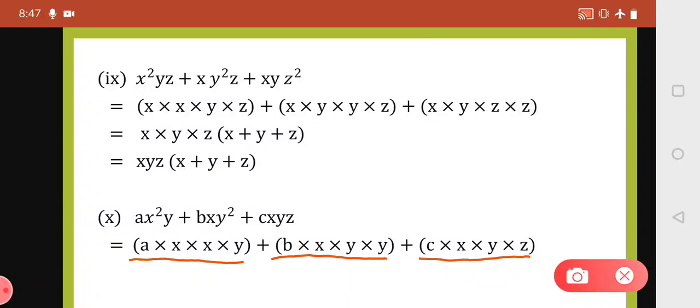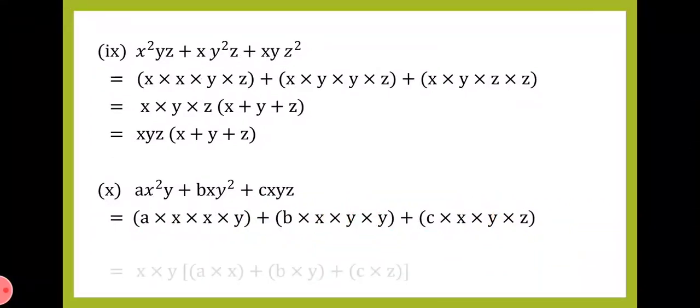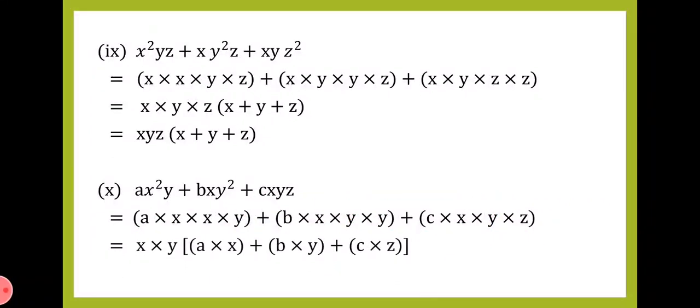Now you can see that 1 time x is there in all the three brackets. Then 1 time y is there in all the brackets. Now nothing is same in all the three brackets, so we'll take out x into y outside, and the remaining is a into x plus b into y plus c into z, that is equal to xy into ax plus by plus cz.